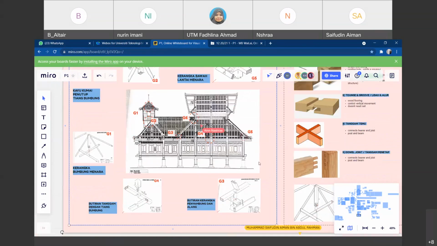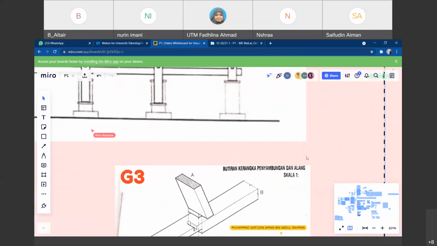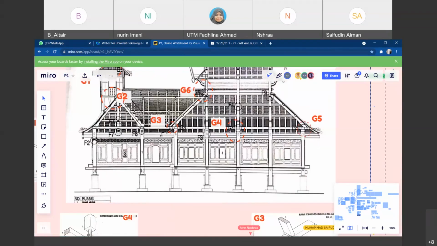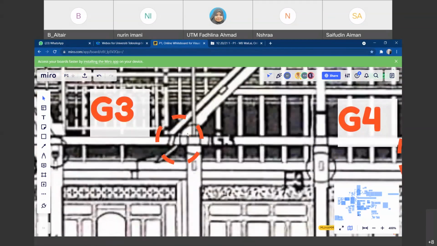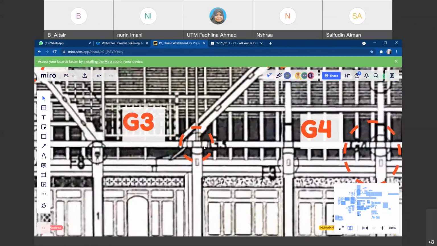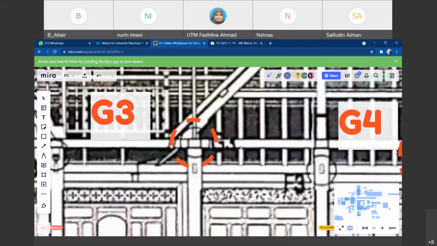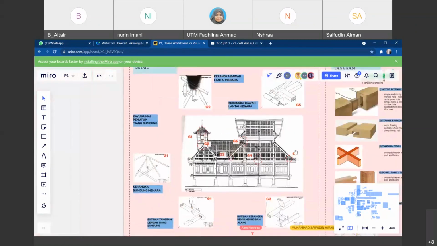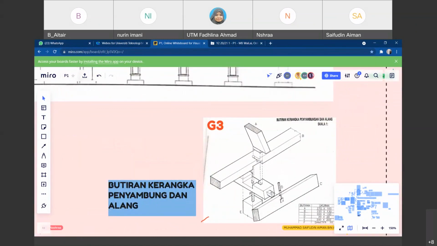Okay, and then the G3 is the butiran kerangka penyambung dan alang. G3 is here. Okay, this one is different from this one because they need to connect it with the end of the roof, right? So this one is how they connect the middle. This one is the main post, the horizontal beam, and then the structure that connects the roof.